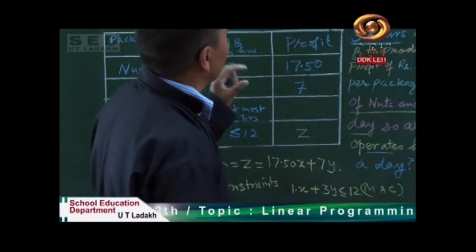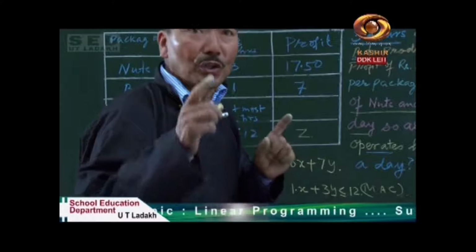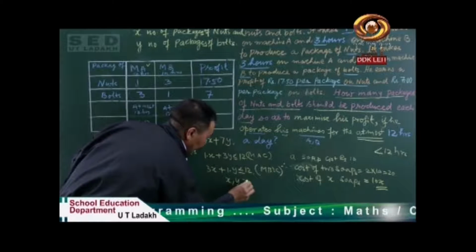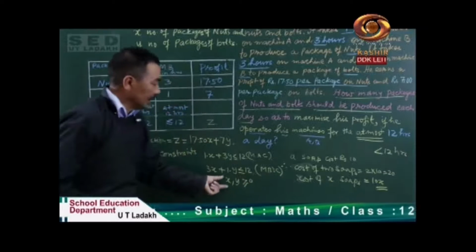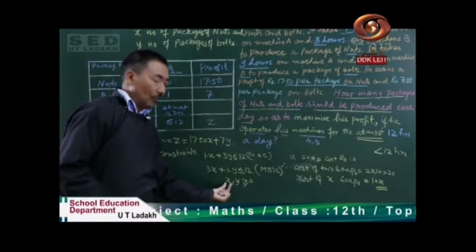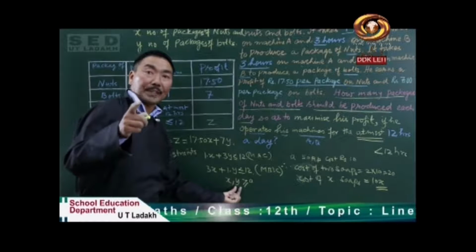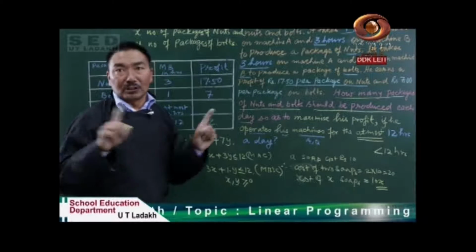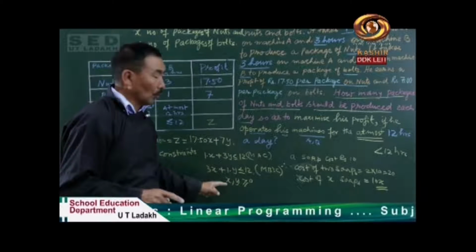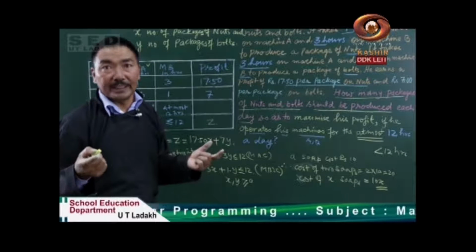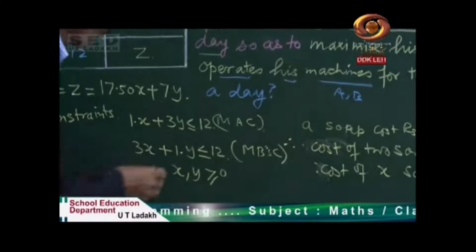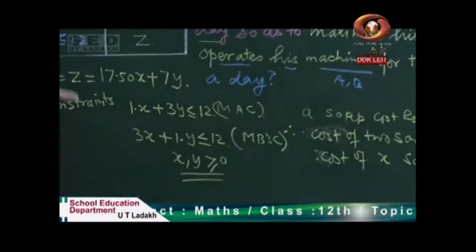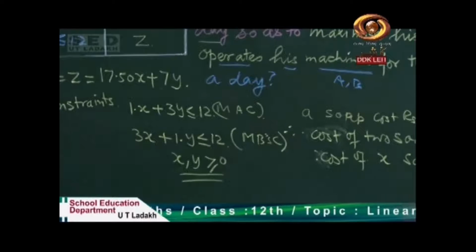Now we have another constraint, the non-negative constraint: X and Y greater than or equal to 0. That means X is the number of packages of nuts and Y is the number of packages of bolt. So either he will produce nothing or he will produce more than 0. Do you understand? That's why we call it the non-negative constraint.